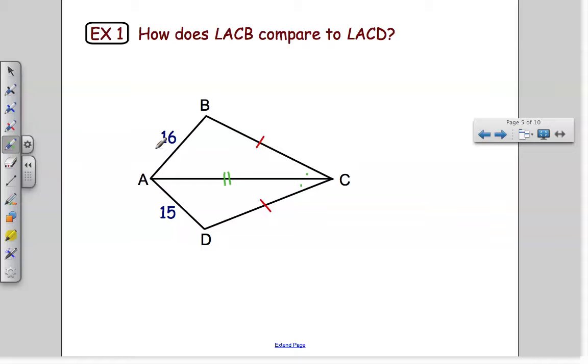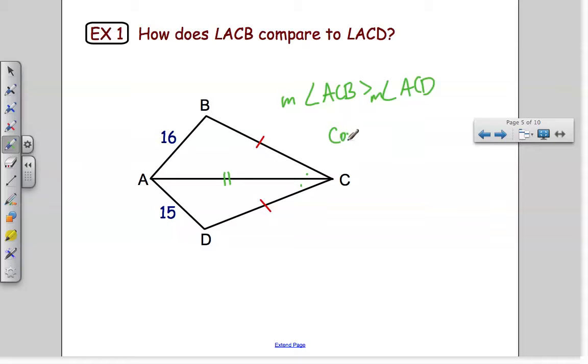So if this last side, the third side here, is greater than this side here, then because those sides are congruent, doesn't that mean this angle, this opening, had to be larger than this one here? Because the side opposite was greater. So I can say that angle ACB would have to be greater than, I should be saying, the measure of angle ACD, because the side opposite was greater.